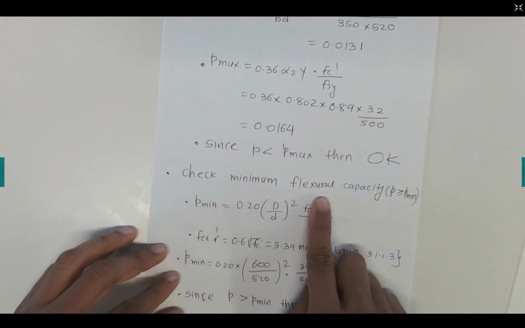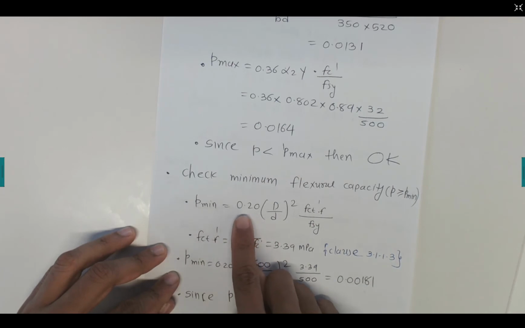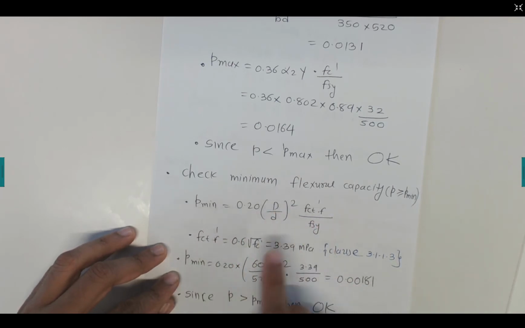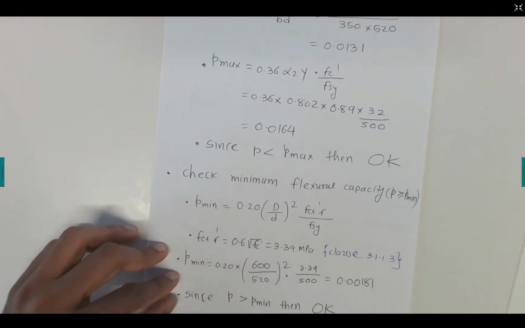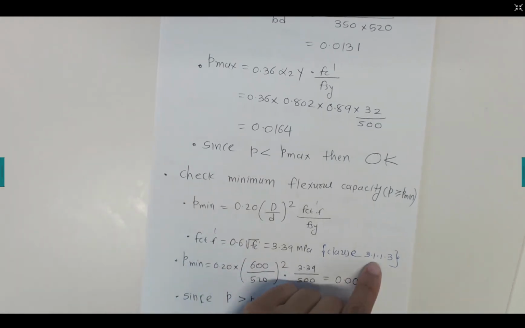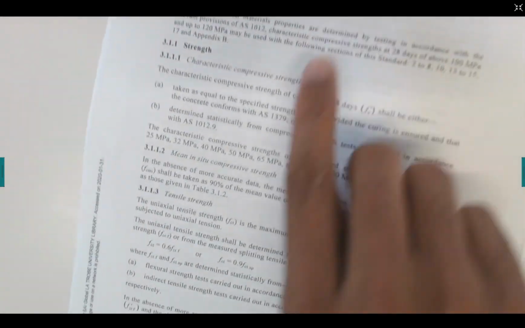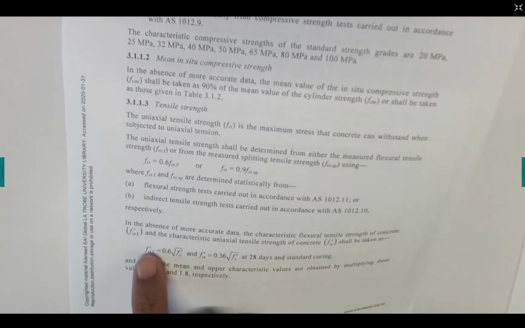We need to check the minimum flexure capacity. Minimum flexure capacity can be checked by calculating the minimum reinforcement, which is 0.20 times capital D over small d squared, fct.f over fsy. And now here we need to calculate this tensile concrete strength fct.f, which is given in clause 3.1.1, on page number 44. We have this value fct.f equal to 0.6 square root of fc dash.